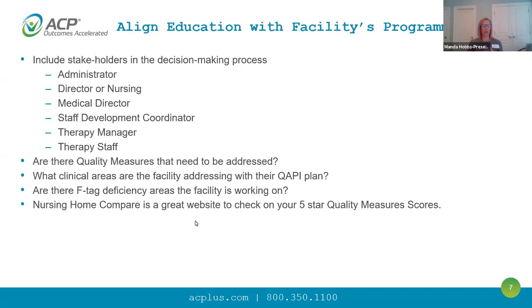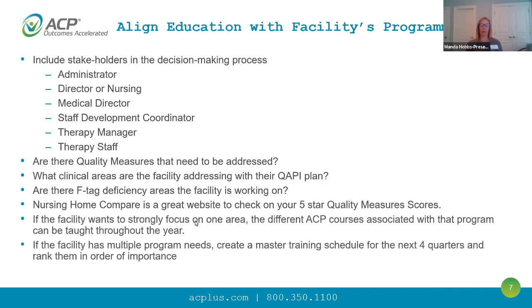How do we identify program needs in the facility? We might take a look at the quality measure reports. That can be helpful. We also may take a look at a QAPI plan. Perhaps there has been a recent survey and the facility is working on a certain area because they got tagged or had a deficiency. Nursing Home Compare is also a great website to check in on your 5-star quality measure scores. That might be an area that the facility might choose to focus on.